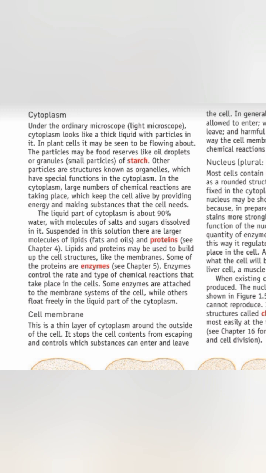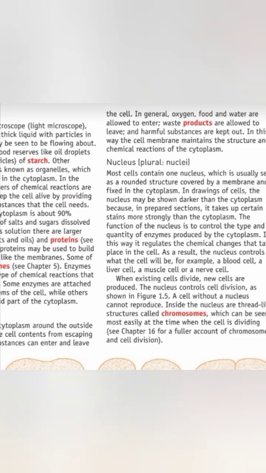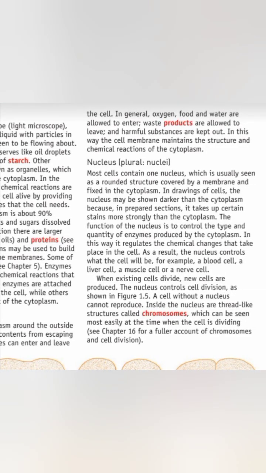Then we will discuss the cell membrane. Cell membrane is a thin boundary surrounding the cell. The main function of the cell membrane is that it controls the movement of substances in and out of the cell. It allows useful substances like oxygen and glucose to enter and waste substances to leave the cell. The cell membrane is partially permeable. It means that it is selective in nature. It allows only some substances to pass through it.